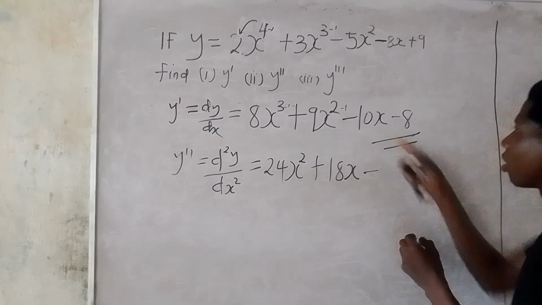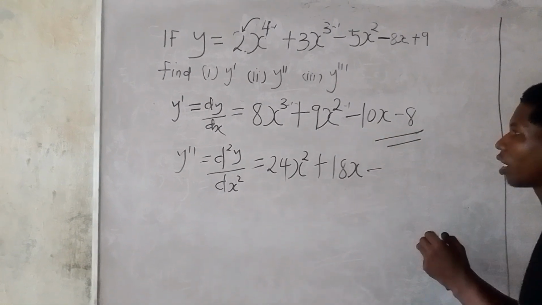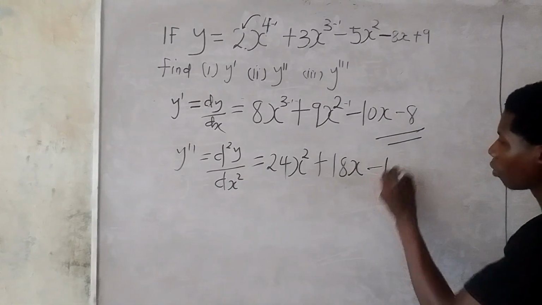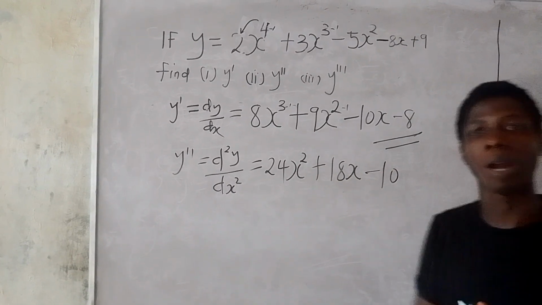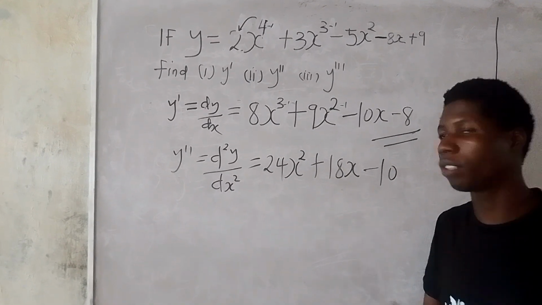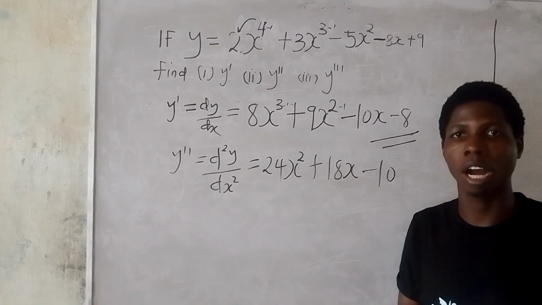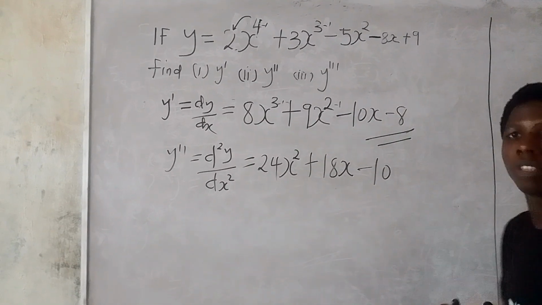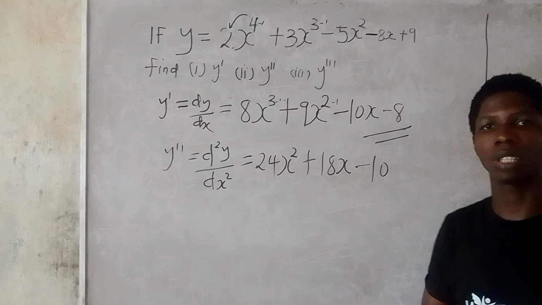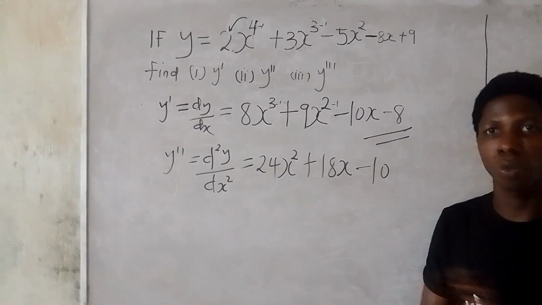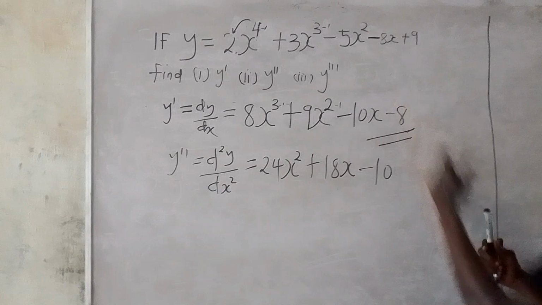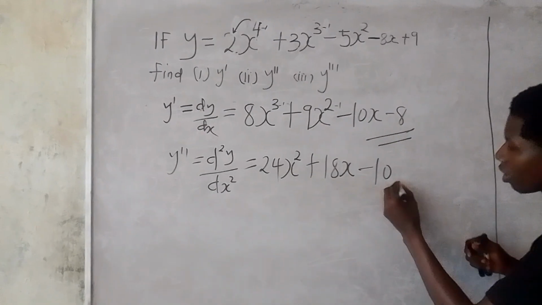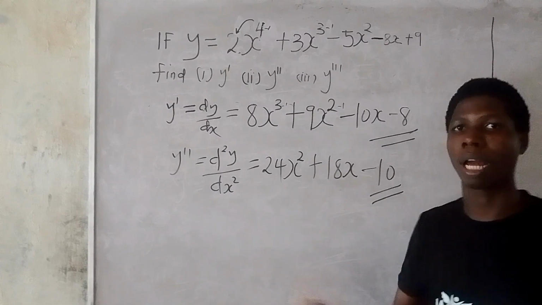Then minus, differentiate 10x. Anytime you differentiate 10x, you always have 10. If you differentiate 1 million x, you have 1 million. If you differentiate 100x, you have 100. Okay? Now this is a constant. Anytime you differentiate a constant, the number that is not attached to x is always 0. So no need for me to write this. This is the final answer for y prime prime.